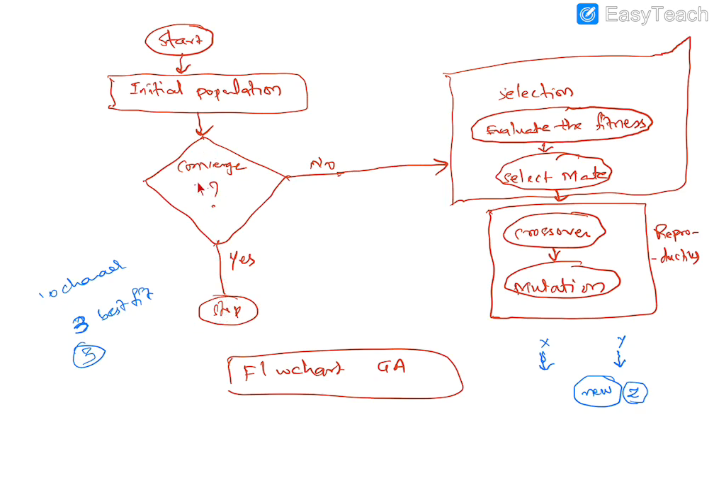So if it is not reaching the convergence condition, then what you are going to do is perform the selection process once again. What is the selection process? Evaluating the individual objects' performance, and based on the best-fit objects we consider, you get into the next phase, that is selection mate.